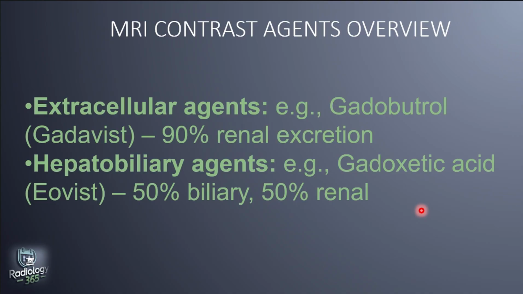We have the extracellular agents like Gadavist, which behave similarly to CT contrast and are primarily excreted renally. And then we have the hepatobiliary agents such as Eovist, and these are partially taken up by the hepatocytes and excreted via bile, providing functional information about the liver parenchyma.